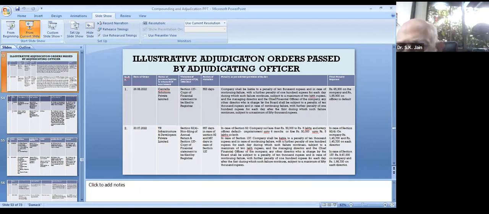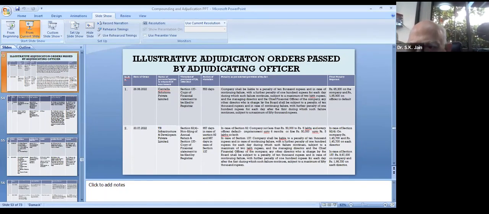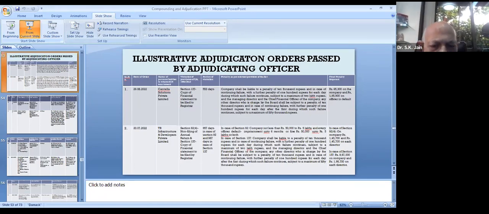Now, what is the fine imposed? 65,300 on the company and rupees 1,95,900 on each officer in default. Now, another order is dated 30th July 2022 in the matter of TR Infrastructure Developer Private Limited, Section 92(4), which deals with non-filing of annual return and financial statement under Section 137.